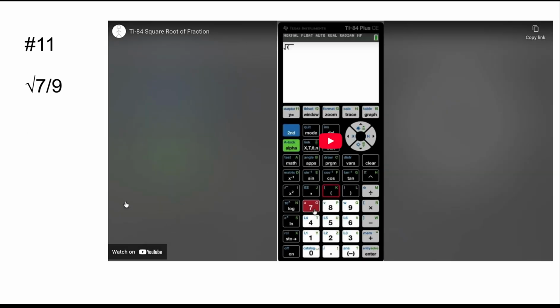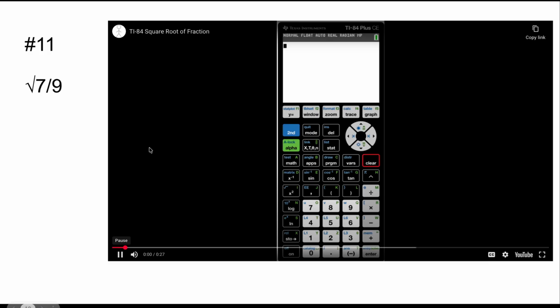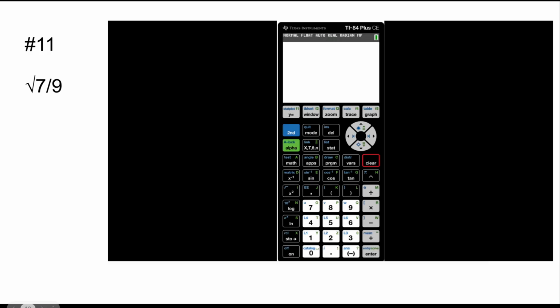Okay, number 11. This time we have a fraction. We have 7 divided by 9 as our radicand underneath our radical. So let's watch and see how to do this in our calculator. Okay, let me show you how to do a fraction inside of a radical.